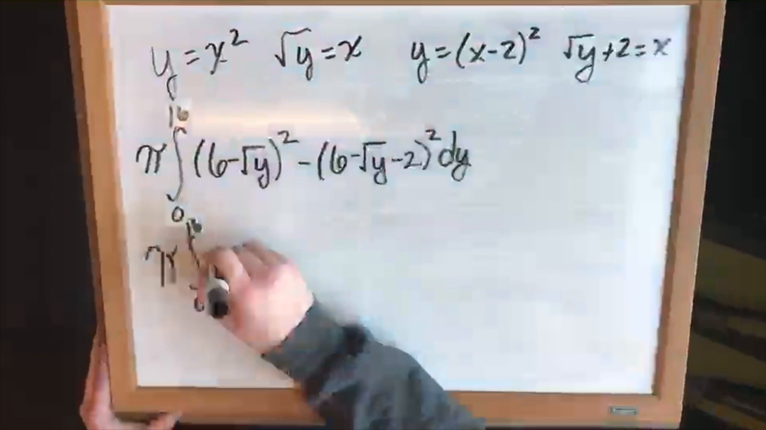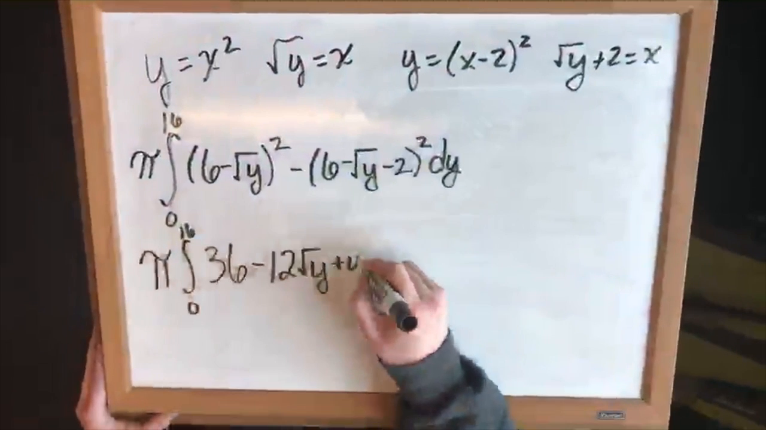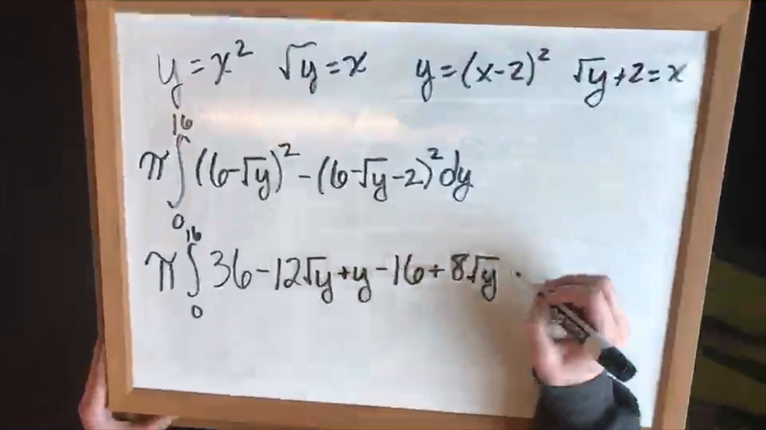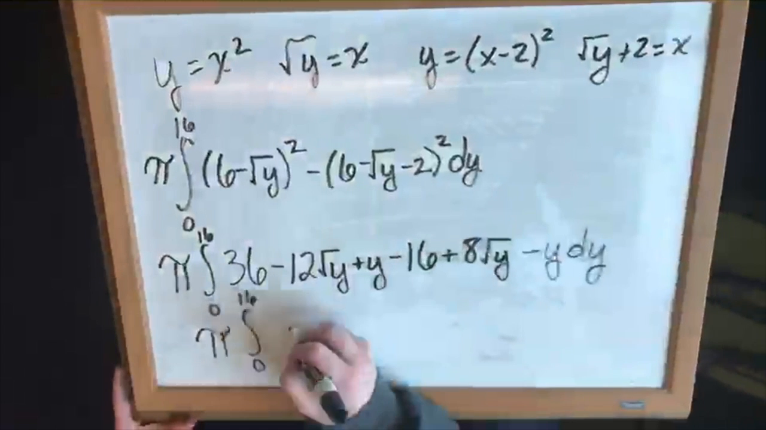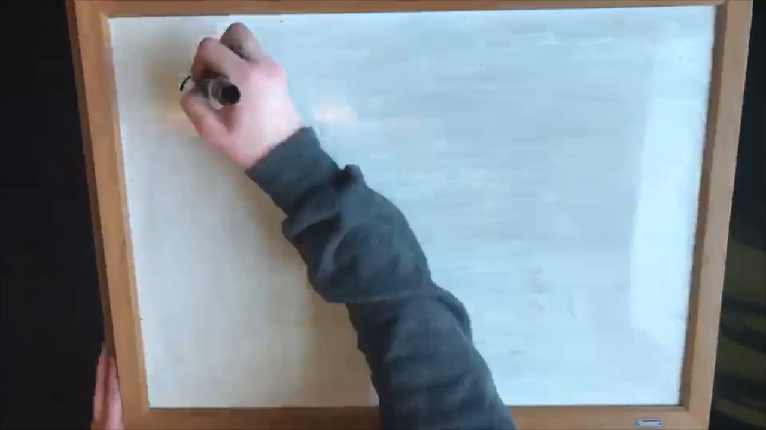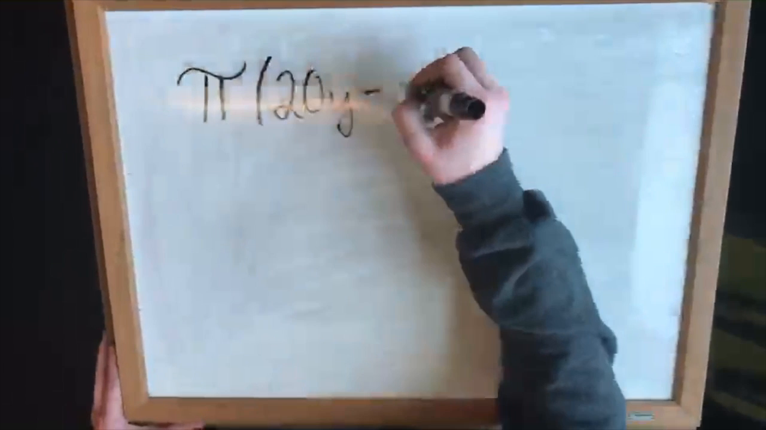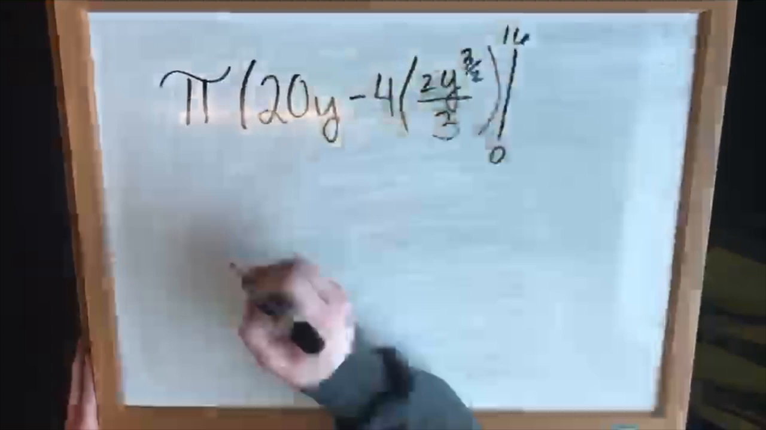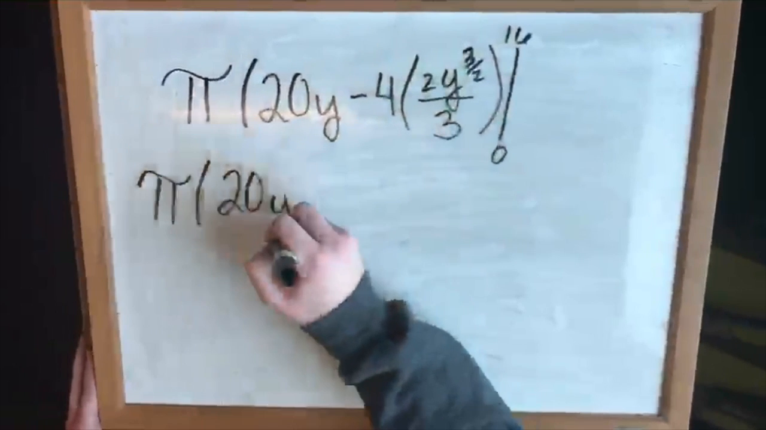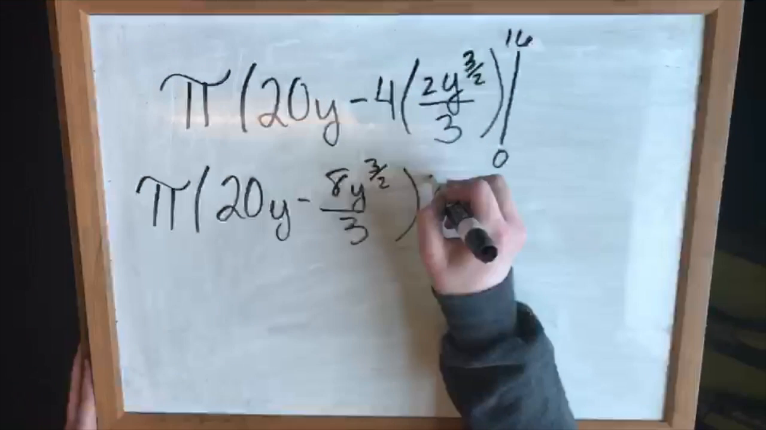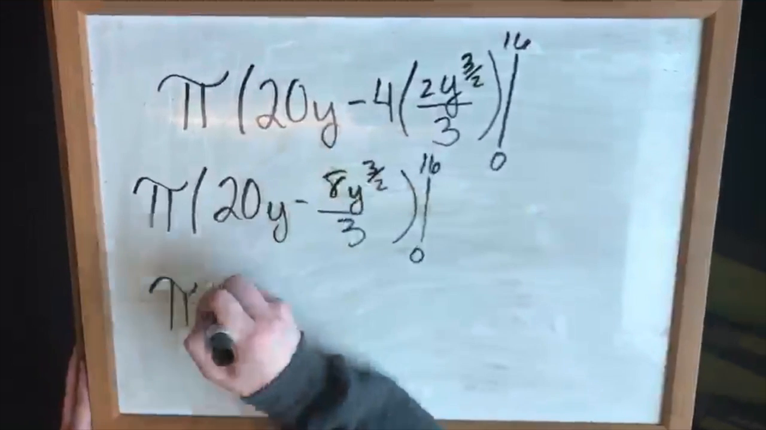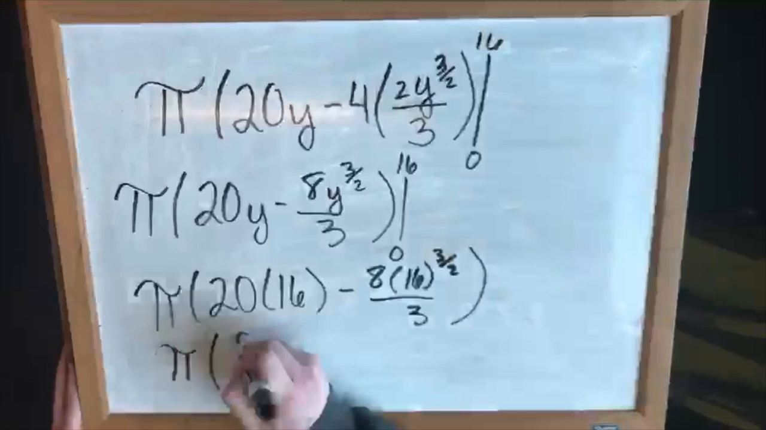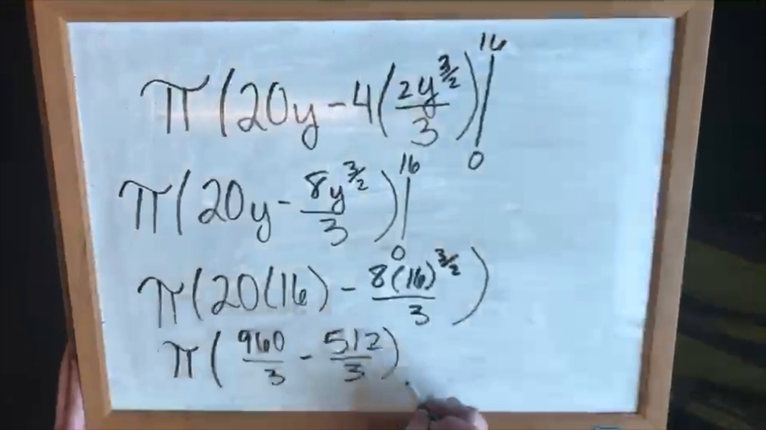We will solve by multiplying pi and the integral from 0 to 16 of 6 minus square root of y squared minus 6 minus square root of y minus 2 squared dy. After multiplying everything out and simplifying, we will then get pi times the integral from 0 to 16 of 20 minus 4 times the square root of y dy. After integrating, we will then get pi times 20y minus 4 times 2y to the 3 halves over 3. After using the fundamental theorem of calculus, we will then find that our volume equals 448 pi over 3.